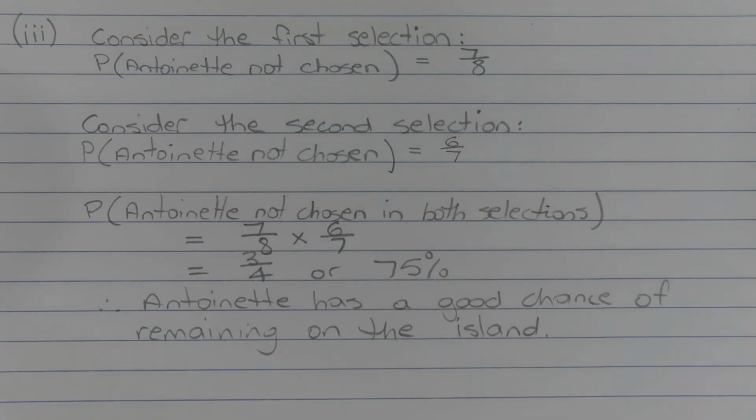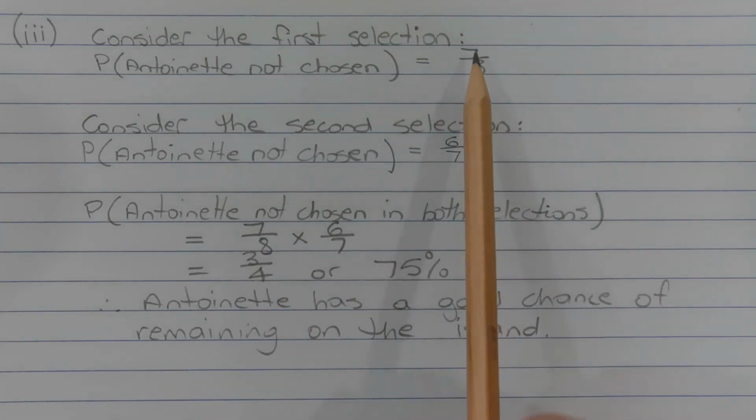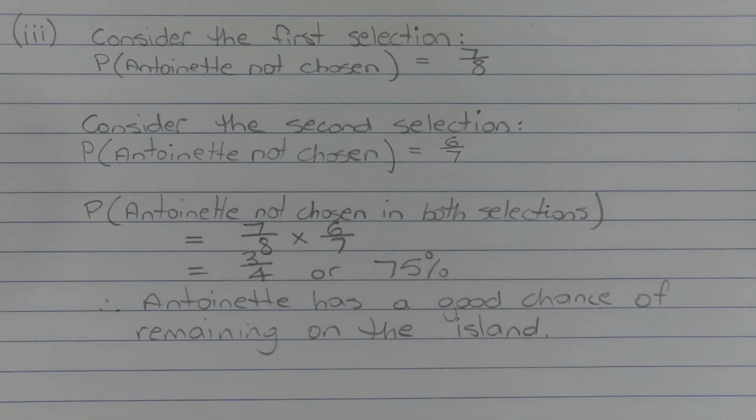There are 7 people on the island, of which one of those people is Antoinette. So the probability that Antoinette is not chosen in the second selection is 6 out of 7. So the probability that Antoinette is not chosen in both selections is found by multiplying these 2 probabilities together. And that equals 7 over 8 times 6 over 7, which equals 3 over 4, or 75%. Therefore, Antoinette has a good chance of remaining on the island.